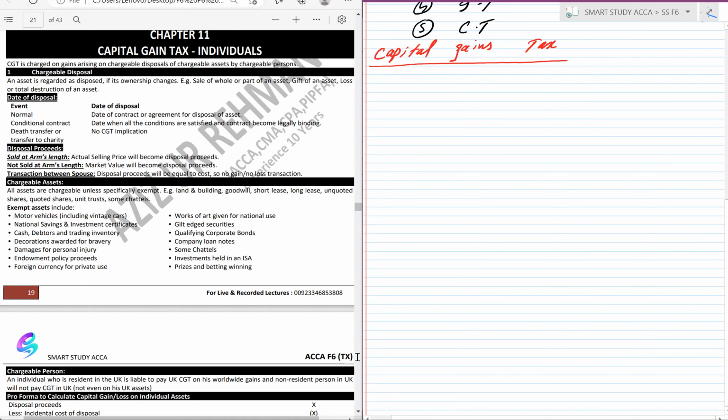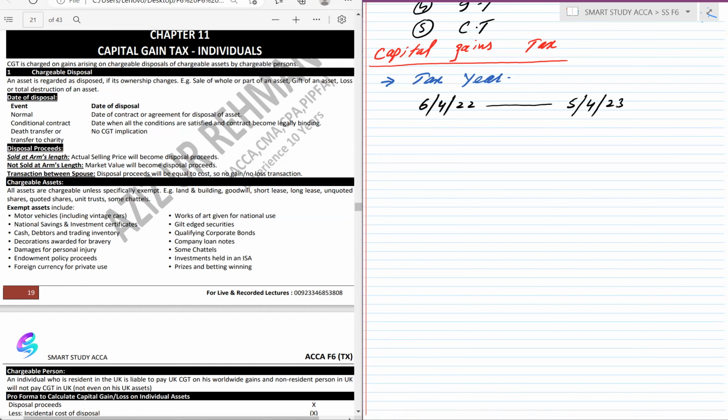Students, the very first point is tax year. Capital gains tax is calculated for the tax year, and in the UK the tax year runs from 6th April to 5th April. So it means our currently examinable tax year is from 6th of April 2022 to 5th of April 2023. So this will be our examinable tax year.